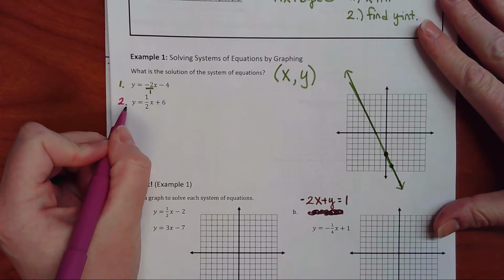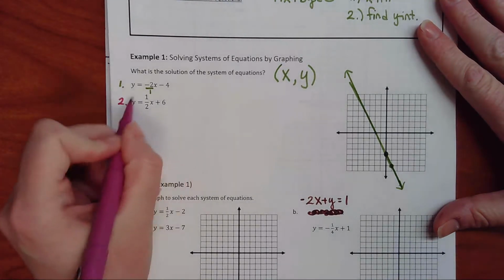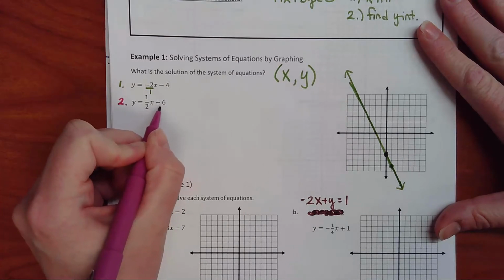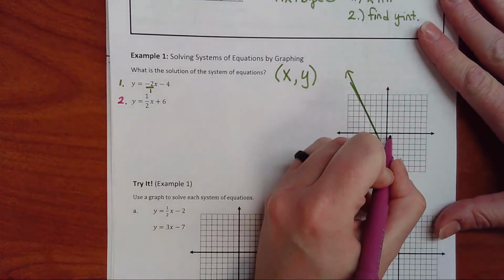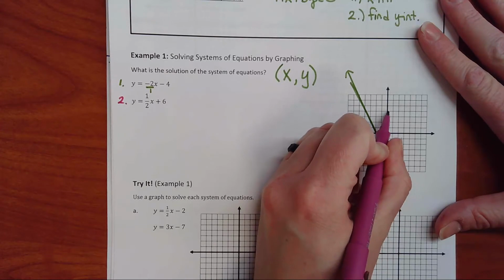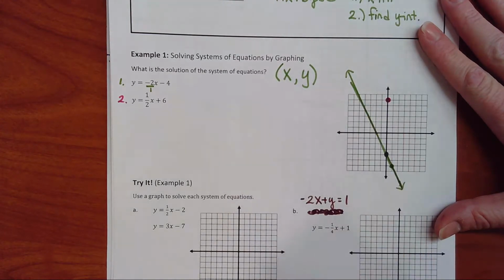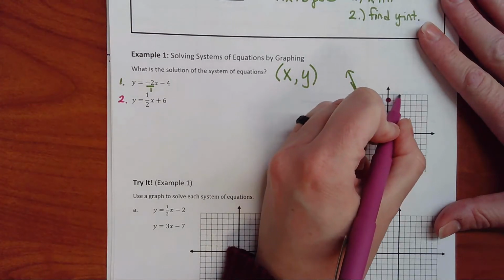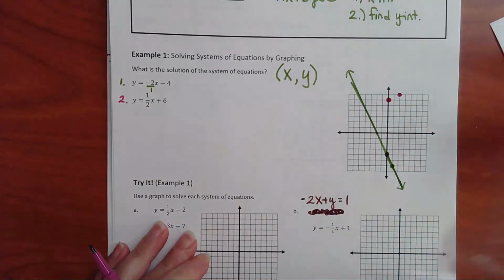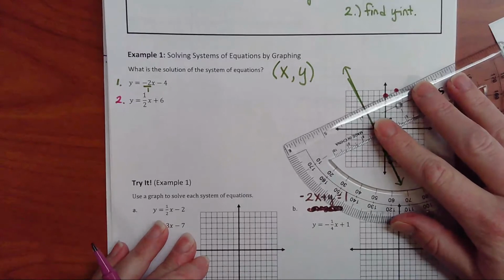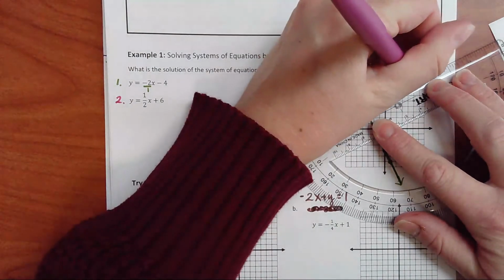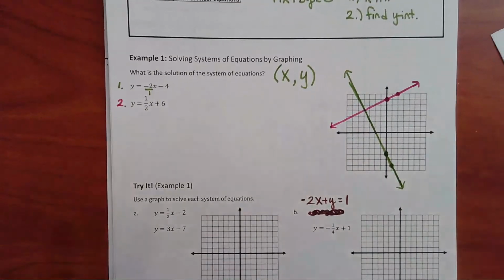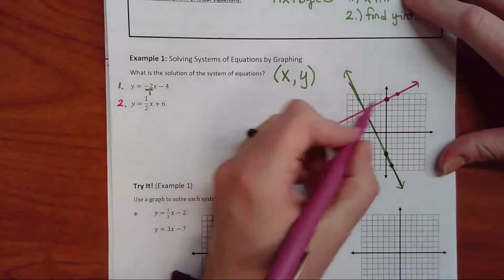For number 2, we again are in slope-intercept form. My line number 2 has a y-intercept of 6. So I go up to 6, 1, 2, 3, 4, 5, 6, put a dot. And then my slope is 1 over 2. So I go up 1, right 2. And then again, I play connect the dots. Okay? And then we're pretty much done, except for the solution is where my lines are crossing.